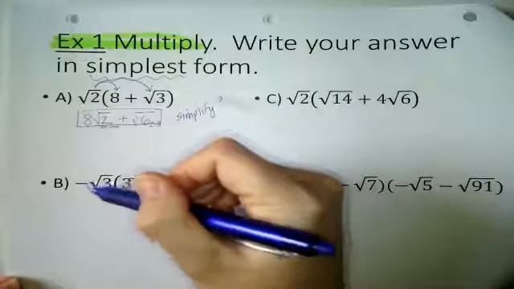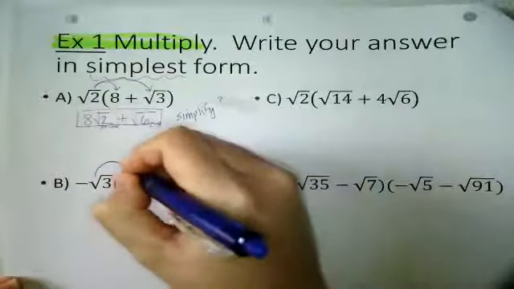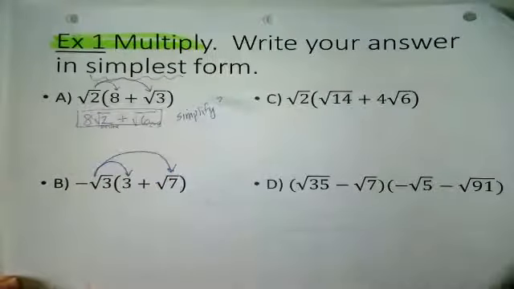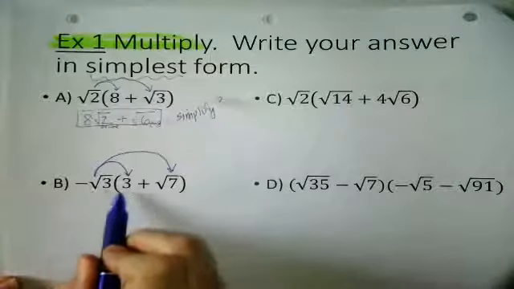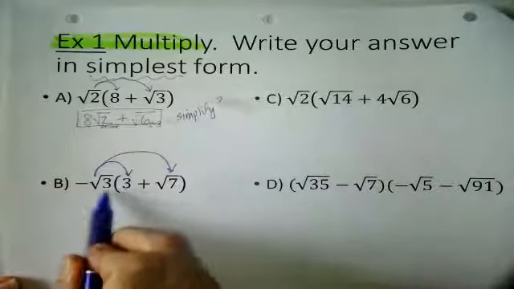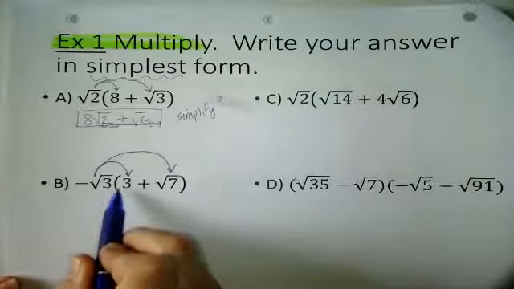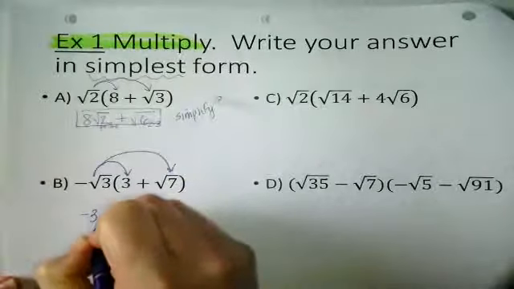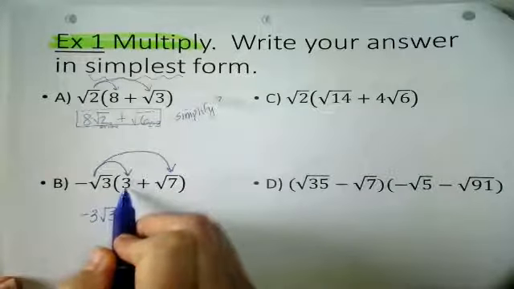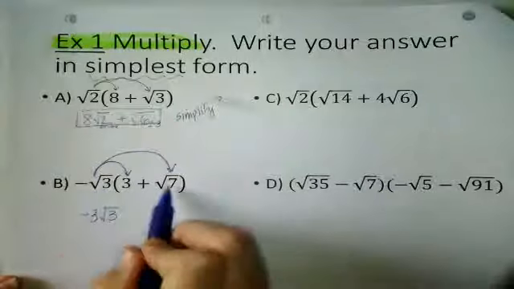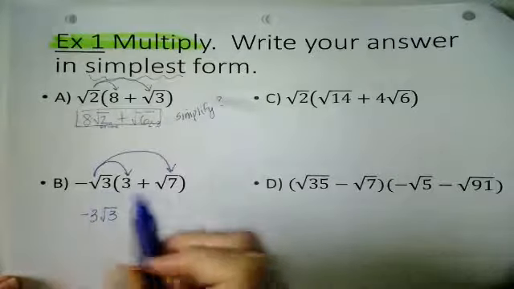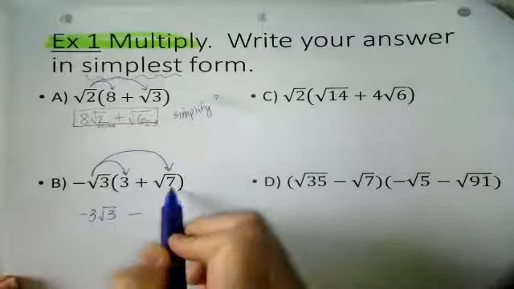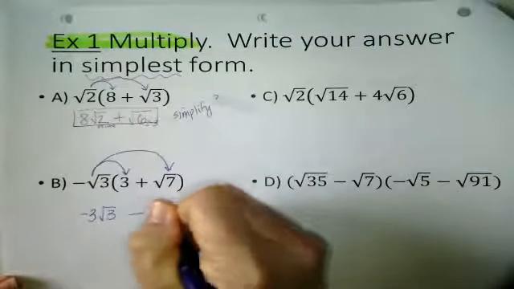All right, here we have negative radical 3. We're going to distribute it to both terms here in the binomial. So negative radical 3 times 3. Do they multiply underneath the radical, or do they just get stuck together? These guys stick together. So negative 3 radical 3. Here, they're both radical numbers, so they can actually be multiplied. So we have negative times positive, which is a negative result. Radical 3 times radical 7 is radical 21.